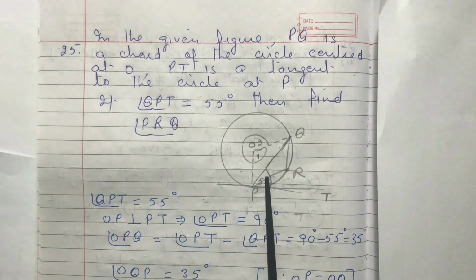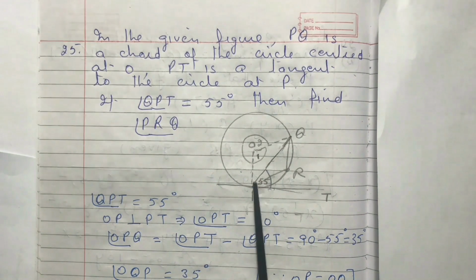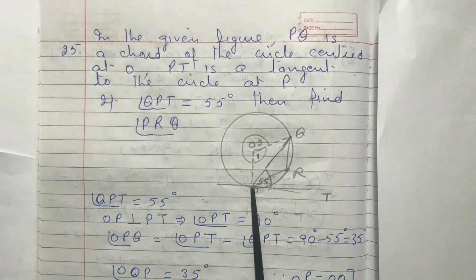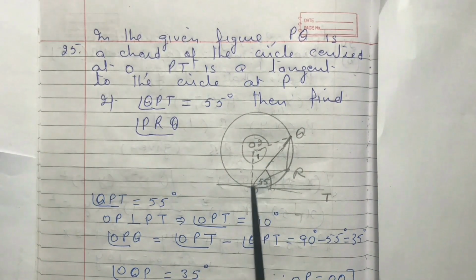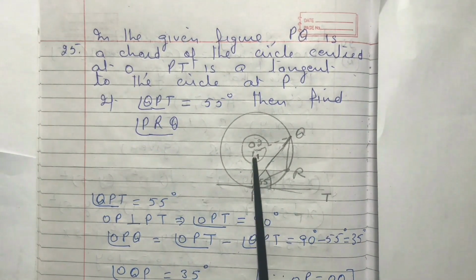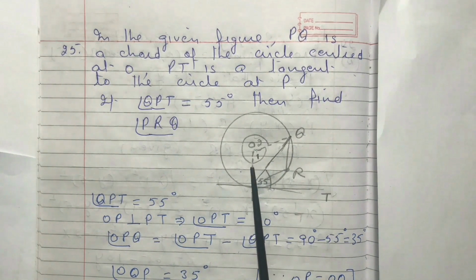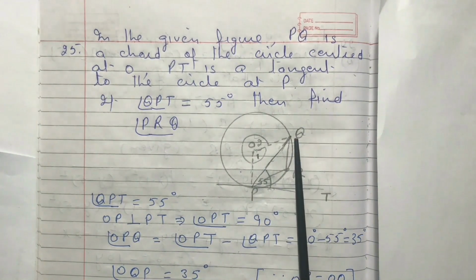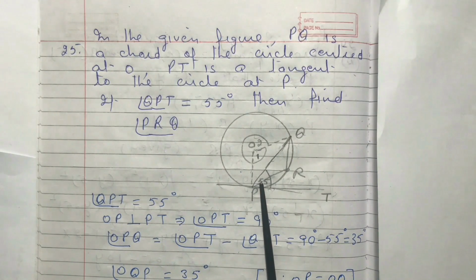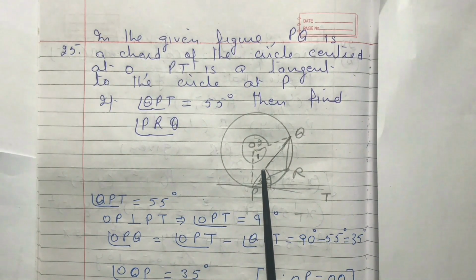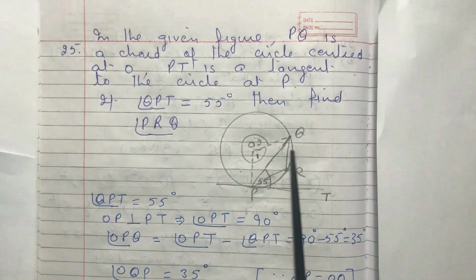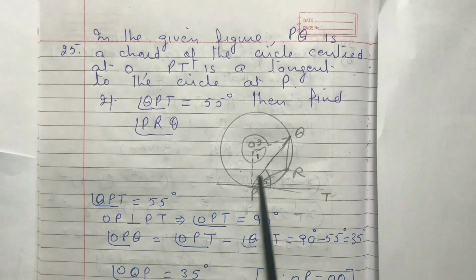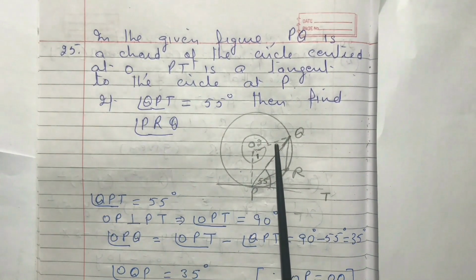Now this angle is 55 degrees and OP is the radius, perpendicular to this tangent, so this whole angle OPT is 90 degrees. If OPT is 90 degrees, you can find OPQ. So 90 minus 55, this angle will come out to be 35. If this angle is 35, then this angle is also 35, because this is the radius, this is the radius. Angles opposite to equal sides are equal. So this is 35 and this is 35.